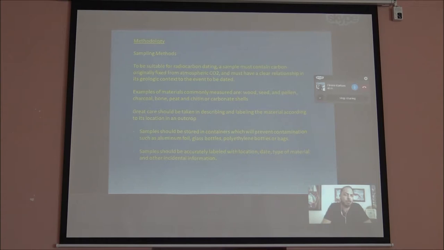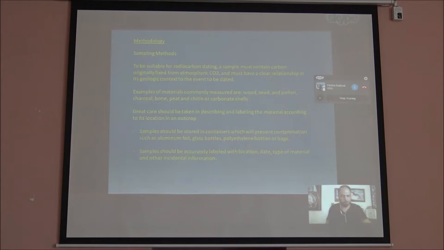The samples should be stored in containers which will prevent contamination, such as aluminum foil, glass bottles, or bags. Samples should be accurately labeled with location, date, type of material, and other incidental information.